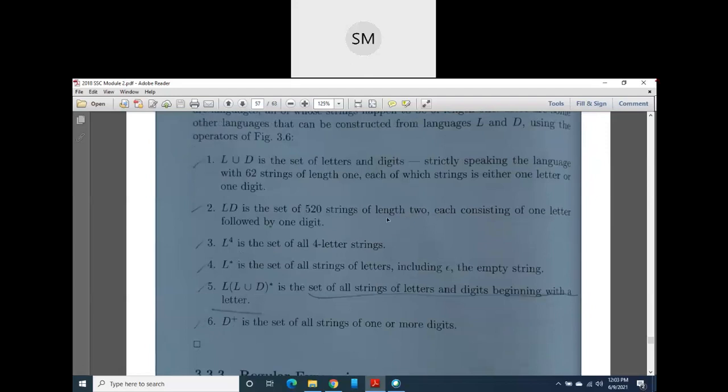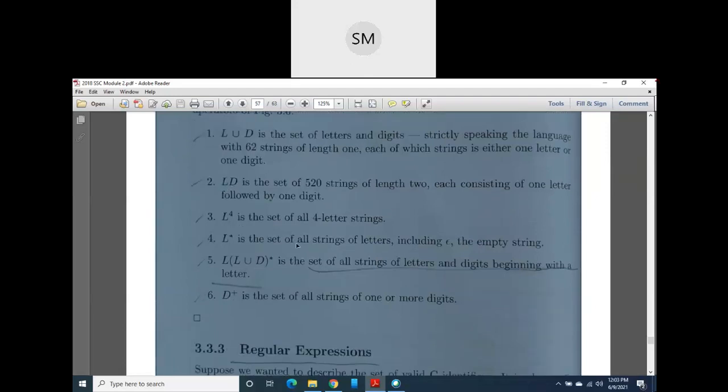S is combined with T, or T is combined with S. In the previous table I have shown you. Here D is concatenated with L.